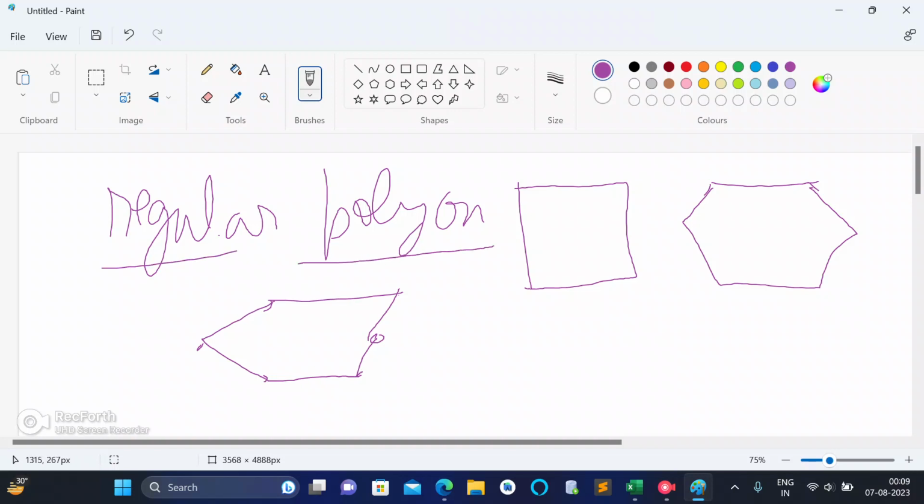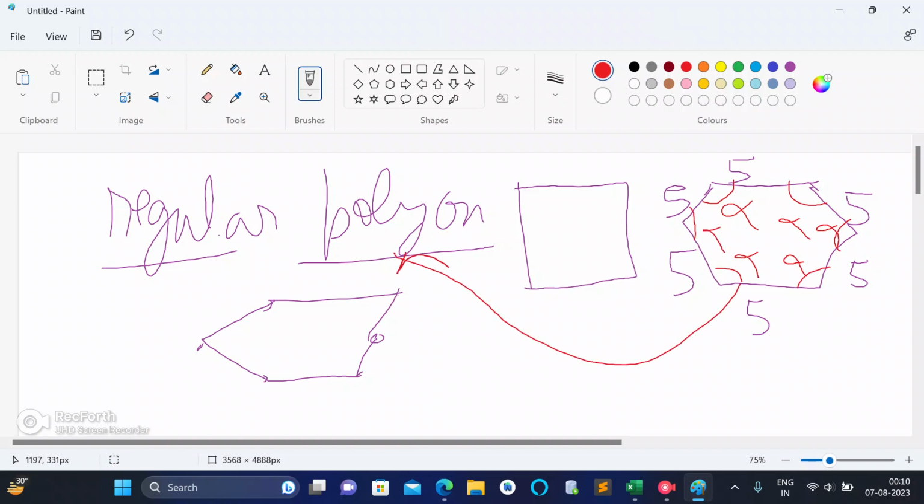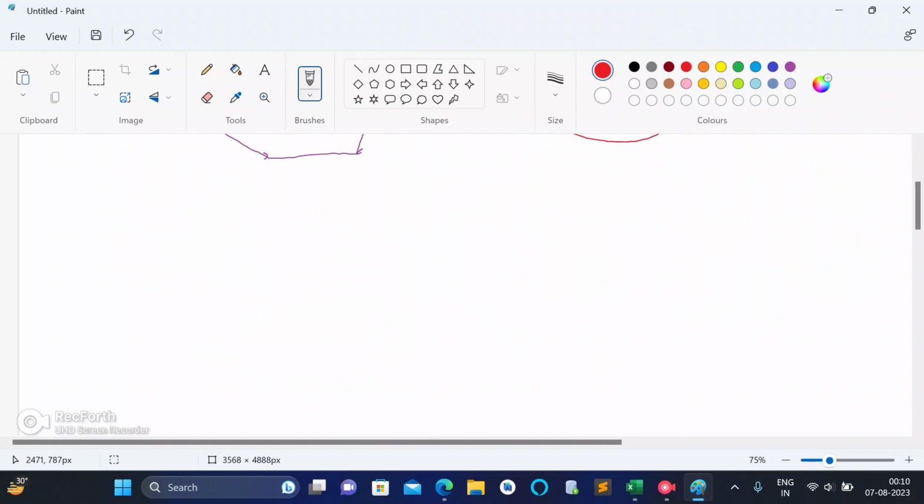So what is the meaning of a regular polygon? A regular polygon is a polygon which has all sides of the same length. For example, this is a regular polygon. Suppose this has 5 length, 5 length, 5 length, 5 length, 5 length, and 5 length. All have the same side length, and the angles between them are also the same. That is, if this angle is alpha, this is also alpha, this is also alpha, and so on. This is the property of a regular polygon. So we understand what a regular polygon is.